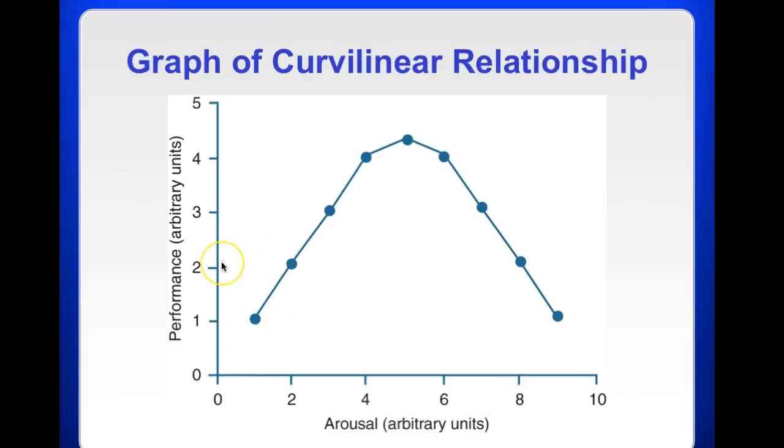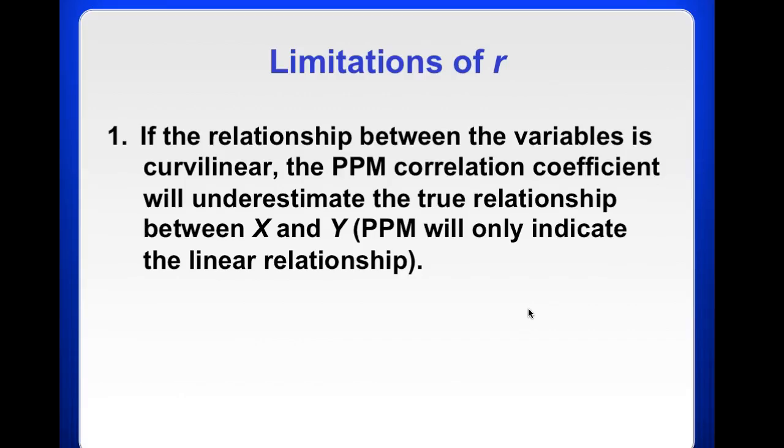As arousal increases up to a certain limit, so does performance. After a certain point, if you keep increasing arousal, then you start seeing some negative effects. So it can be hard to tell what's going on with the data by just looking at the figure of r. The scatter plot is really important.